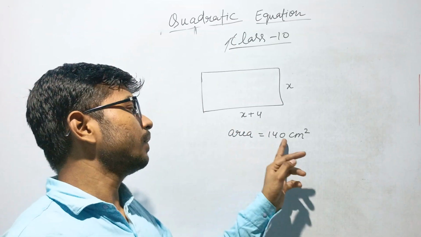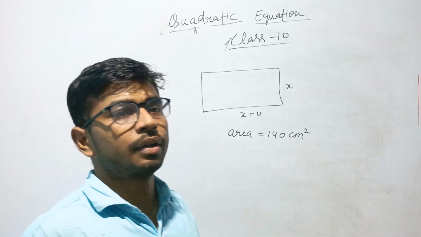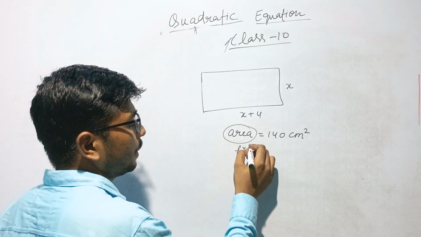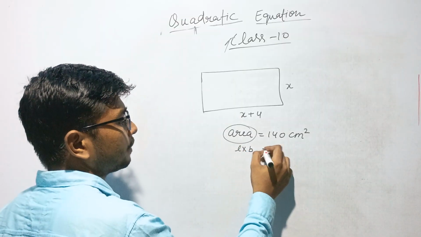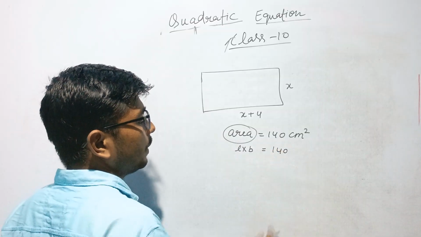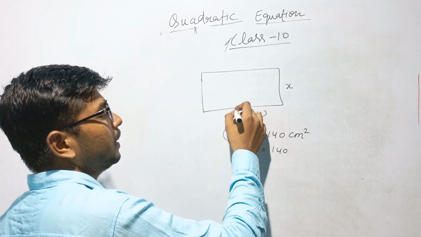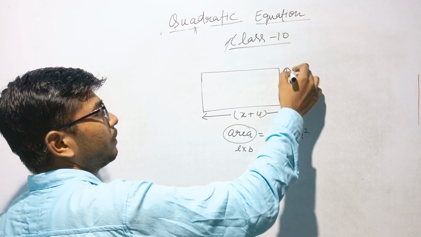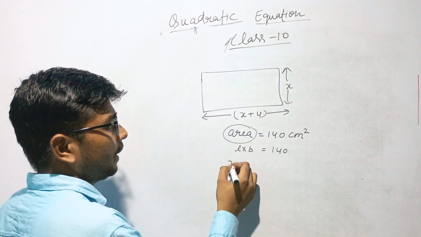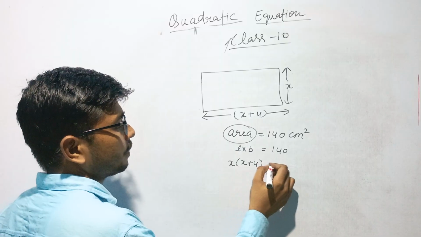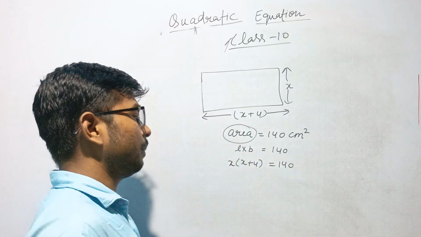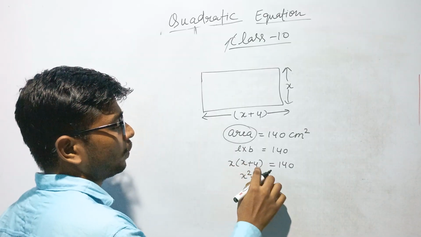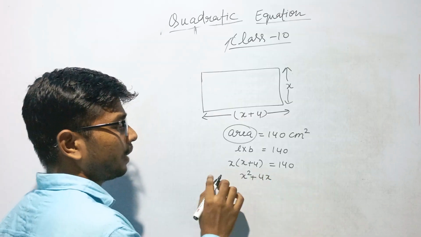So the area is already given, 140 centimeter square, right? So we already know the area of a rectangle is length into width, right? So 140. What is the length? Length is x + 4, and width is x centimeter. So if you multiply x inside the bracket, x(x + 4) = 140. Now let's multiply x into x² plus x into 4, 4x, transfer this 140.